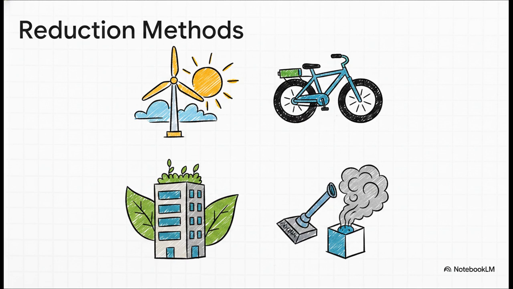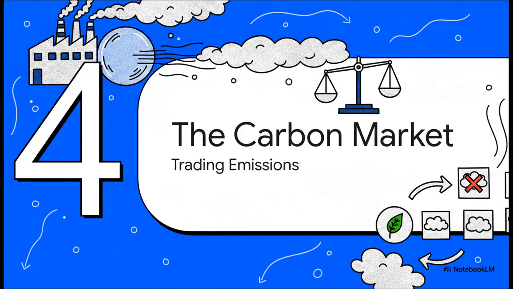Think about trying to extract a few drops of ink that have been stirred into an Olympic-sized swimming pool. That's essentially what direct air capture has to do with CO2 in the atmosphere. It literally vacuums the sky to pull the carbon back out. It's incredibly difficult, highly expensive, and right on the cutting edge of modern engineering. But what if a factory does all of this, invests millions, and simply cannot reduce all its emissions?